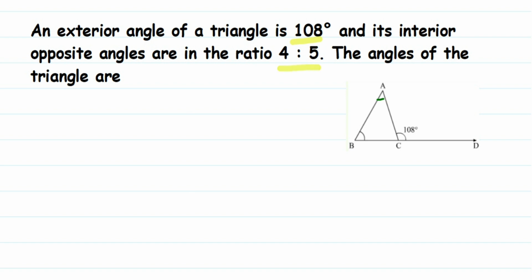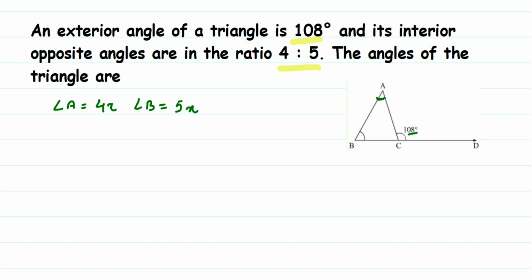Now here I have taken a triangle ABC where the exterior angle of angle C is 108. And the angles opposite to 108 will be angle A and angle B. Here, they have given these in the ratio 4:5. If they are given in the ratio 4:5, we will take angle A as 4x and angle B as 5x. Here, x will be the common factor between them, because ratios are always given in the lowest form, so there could be a common factor. So we are going to take an x there.